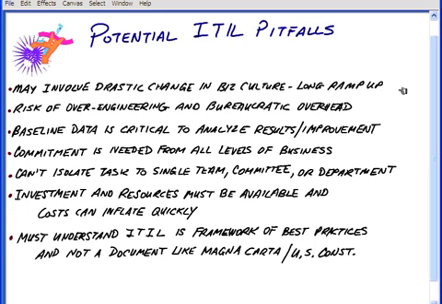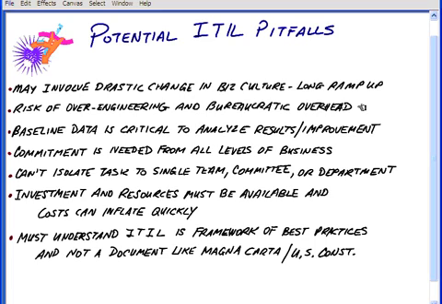Of course, not everything is peaches and cream. There are some pitfalls and disadvantages to using ITIL. Potentially, this could involve a drastic change in your organization's business culture. It could take a long ramp up for your company to fully deploy IT service management. The older and more vertical your company is, the longer the ramp-up process. There's also a risk with ITIL, this is very common, of over-engineering by getting so militant and religious almost about ITIL that you end up over-engineering it and actually creating a bureaucracy based on ITIL. And the resulting bureaucratic overhead is actually counterproductive.